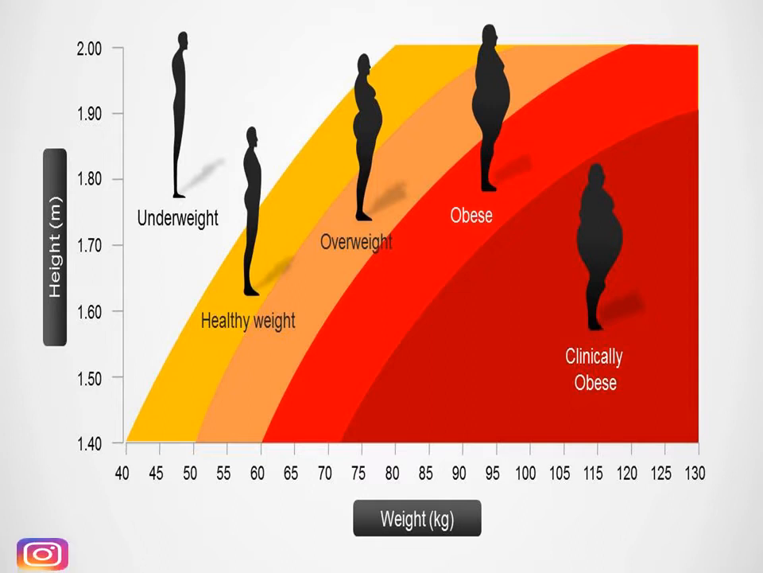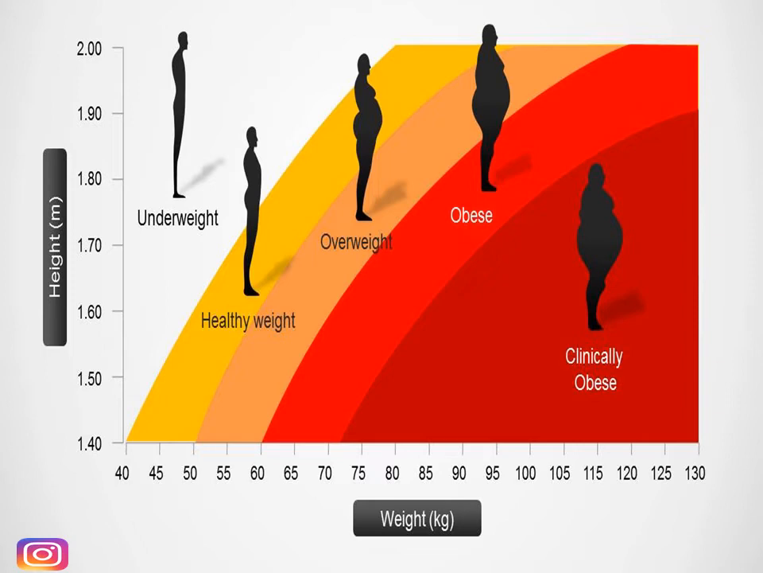There is a chart between weight and height. On the vertical we have weight in kgs, and on the horizontal we have height in meters. You can see at the start, if the weight is 40 kg and the height is 1.40, then the BMI is less than 18.5, so we call it underweight.